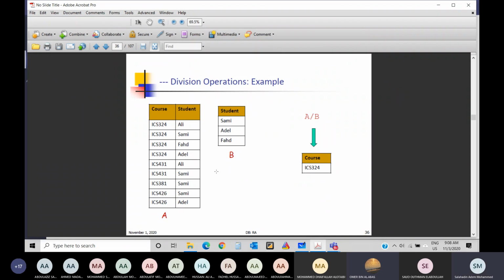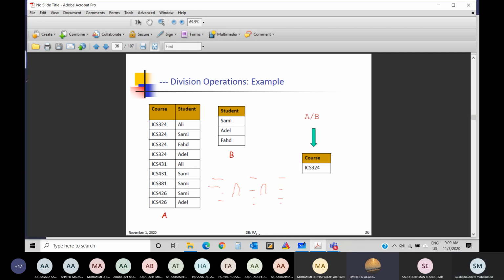So the best way to do it is to list the courses by Fahad, list the courses by Sami, list the courses by Adil, and then do the intersection. So this is how. So division simply means, first of all, selection and then intersection. Together we call this division. Okay, guys?